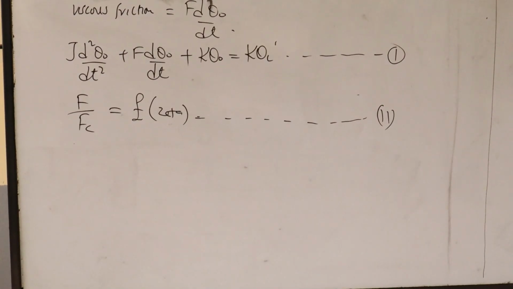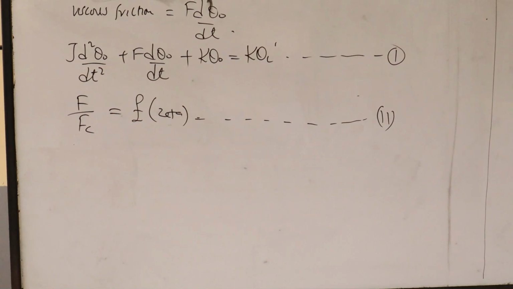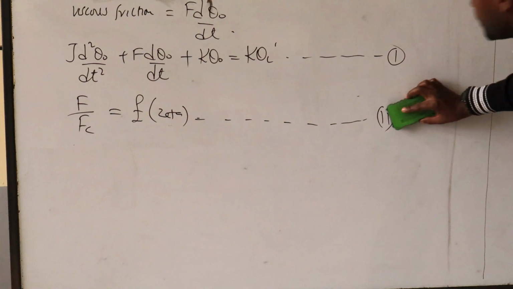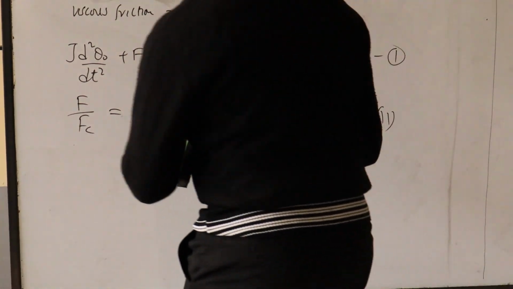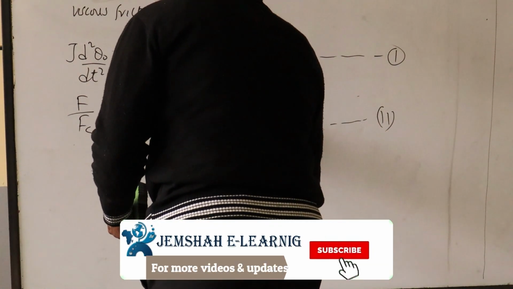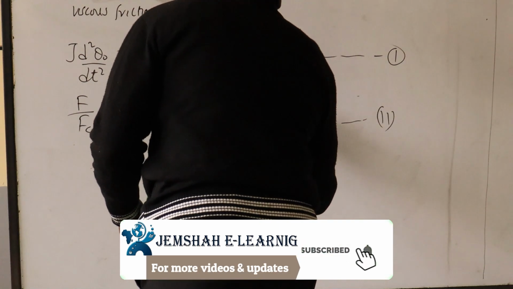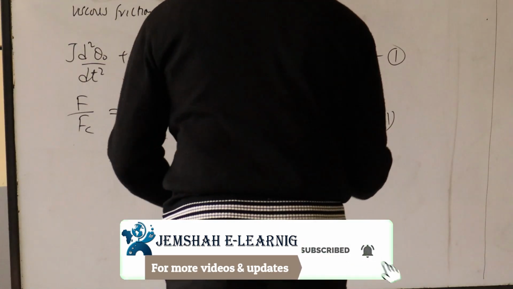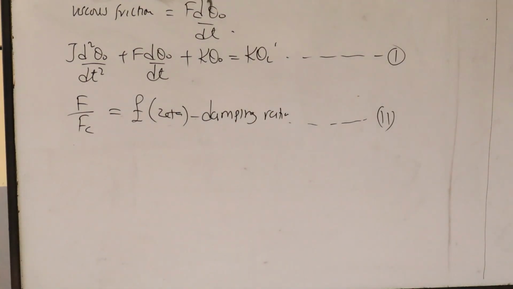In equation 2, we have F over Fc is equal to zeta, and this is what we call the damping ratio. So we can call this one the damping ratio, and we can call it equation number 2.